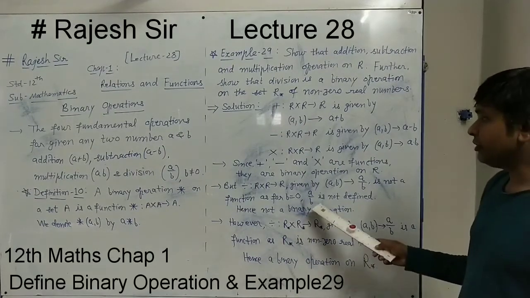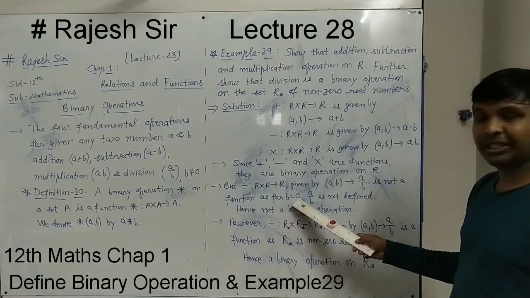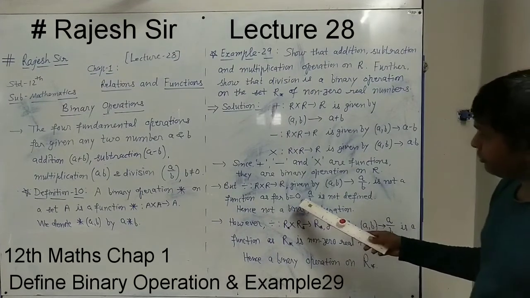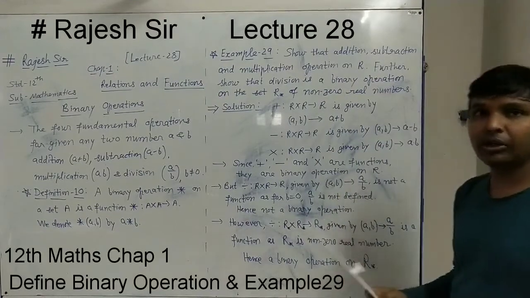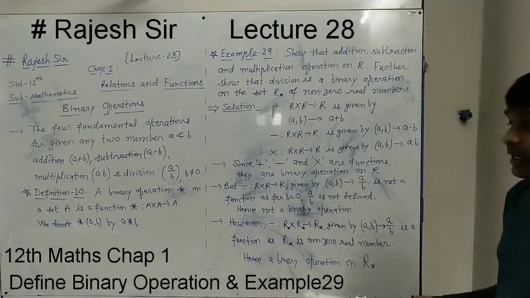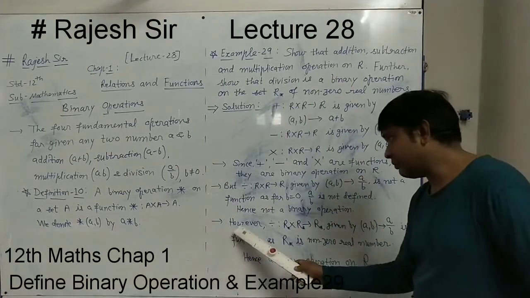Why is it not a function? Because b can be equal to 0. So if we remove b equal to 0 and take every number except 0 on R, then it will be defined. That is what is discussed after this.